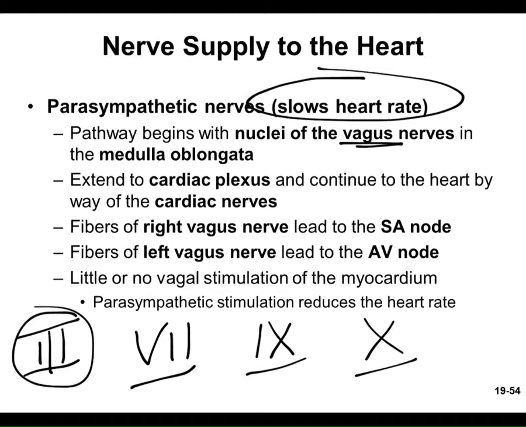So the right vagus nerve goes to the SA node. The left vagus nerve goes to the AV node. It's interesting. The heart is asymmetric, and so too certain nerves. So your right vagus, remember these are pairs, right? There's pairs of cranial nerves. So your right vagus nerve goes down to influence the SA node. Your left vagus nerve goes down to influence your AV node.